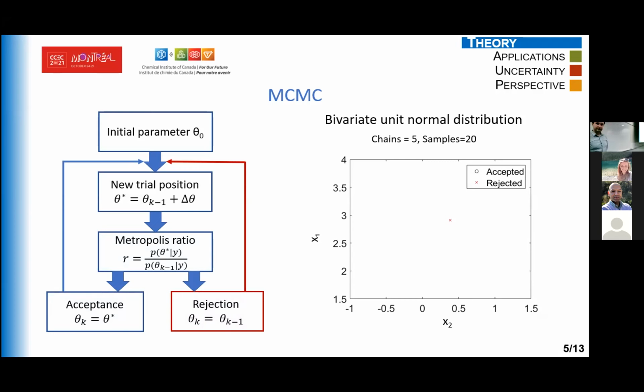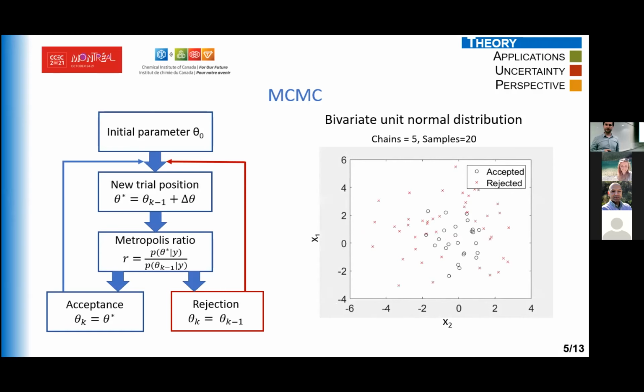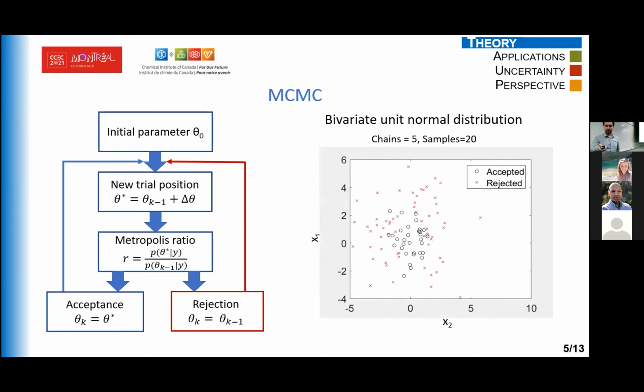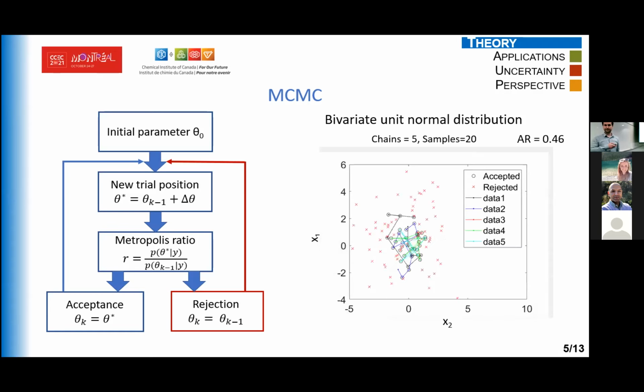So on the right-hand side of the screen, you can see what this looks like in the case of a bivariate unit normal distribution. In this case, I have 5 chains and a sample of 20 times. And this is approximately what it looks like. And you can see how after several iterations, we converge to a mean of 0, 0 for both parameters.